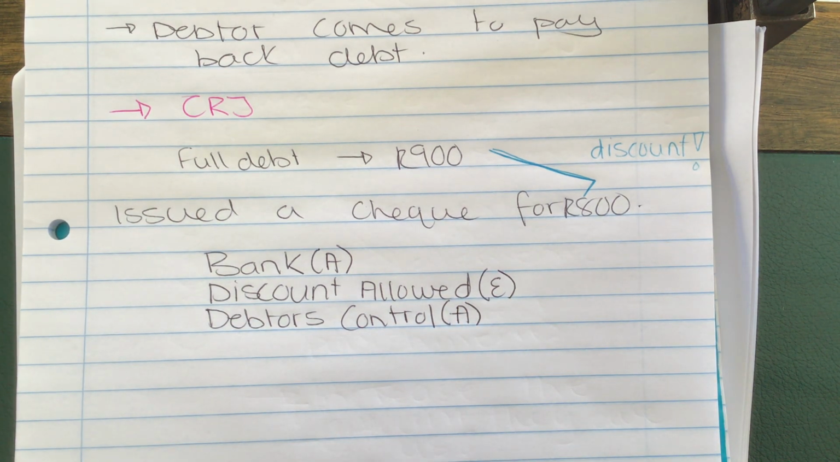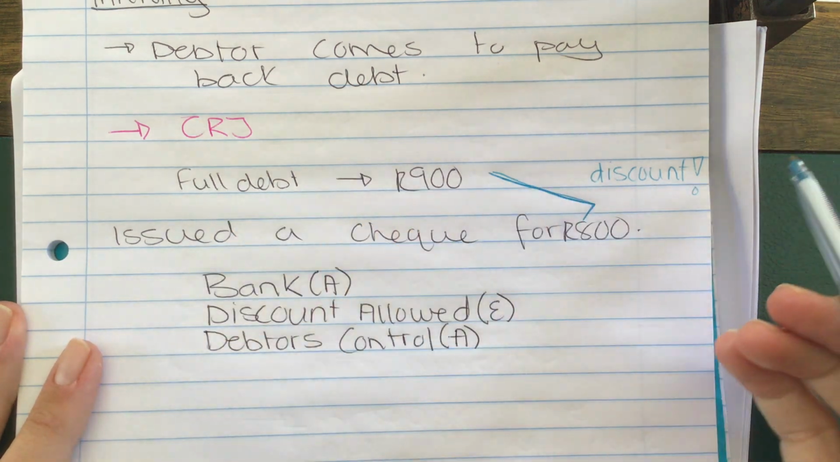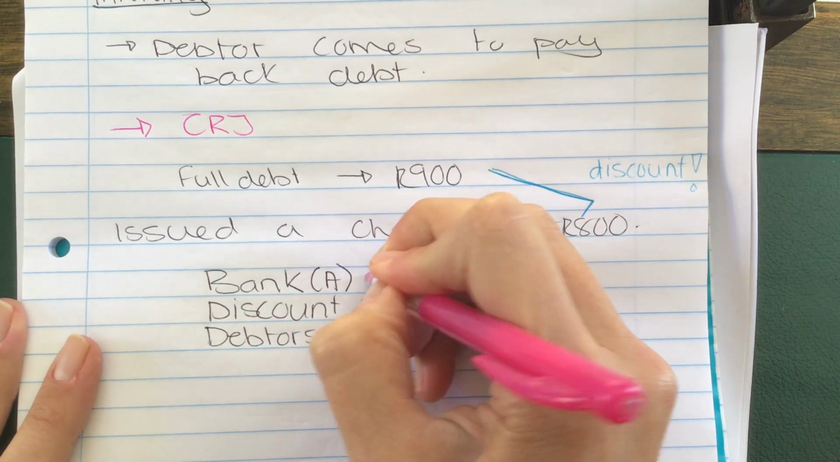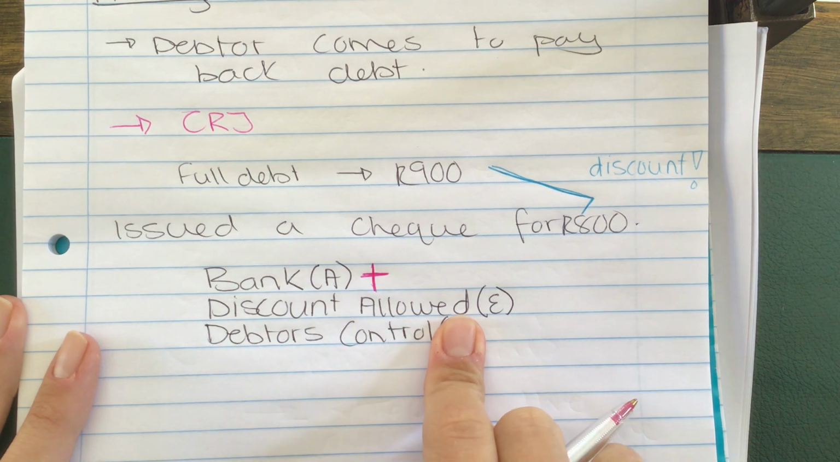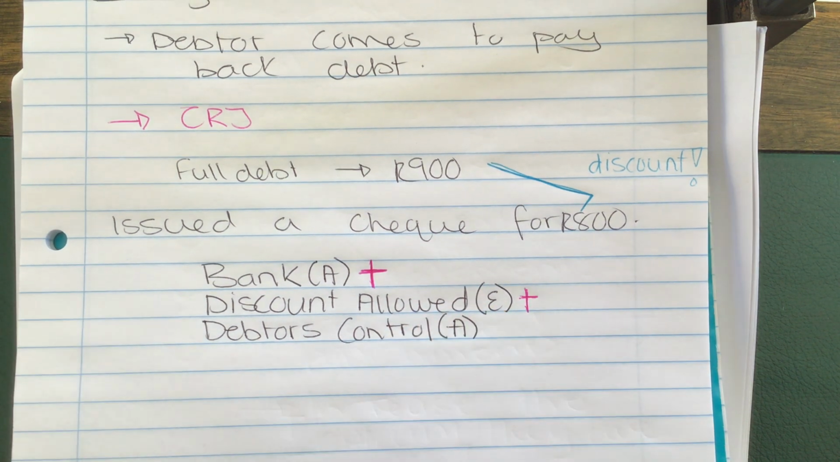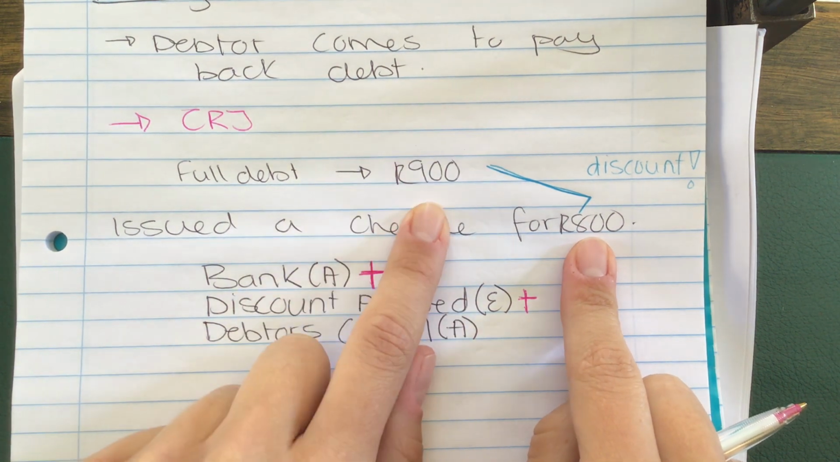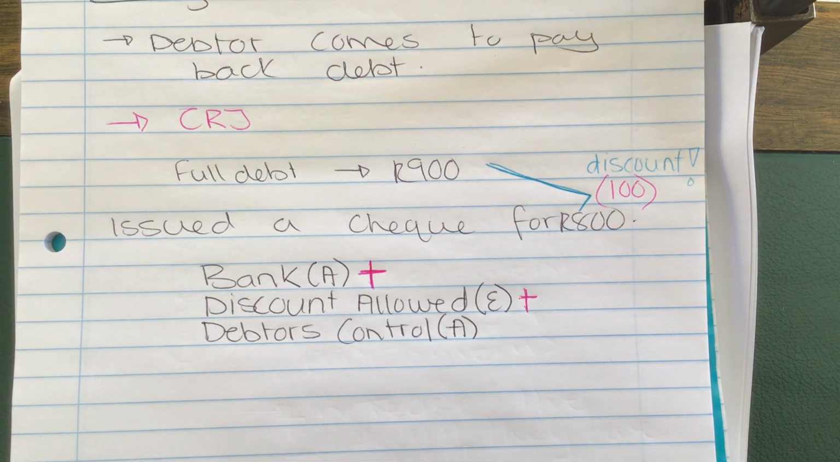Then what I do is identify whether the account is increasing or decreasing. So what is happening to bank if a debtor comes to pay us back? Well, bank will have to increase because we are receiving money. Then what's happening to discounts allowed? The expense is increasing, okay? To give discount sucks because that means we aren't getting the full amount back. We can see he only paid us 800 and his debt was 900. So we are losing 100 Rand of that sale, okay?